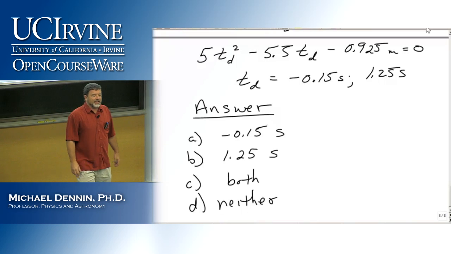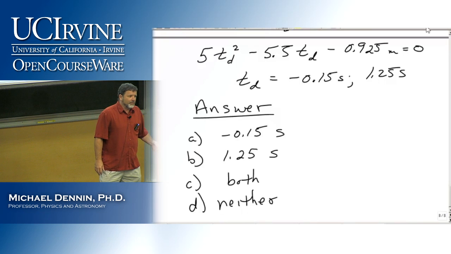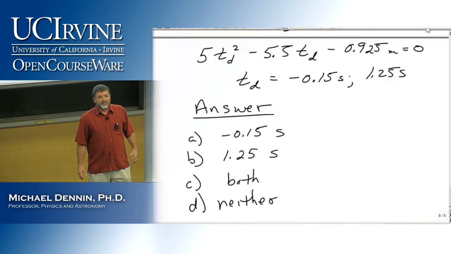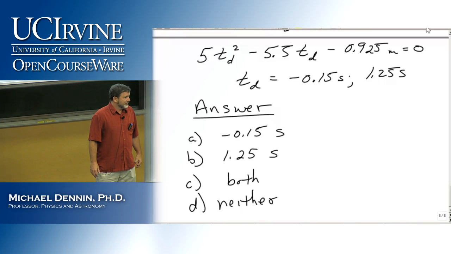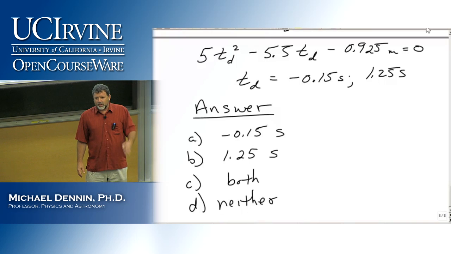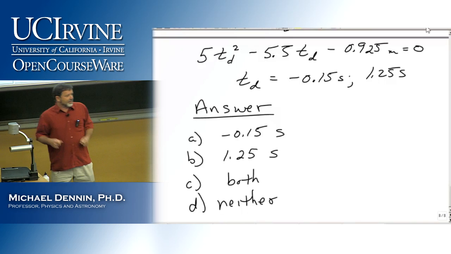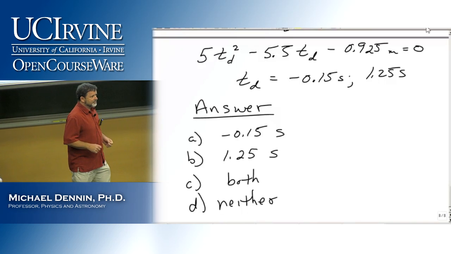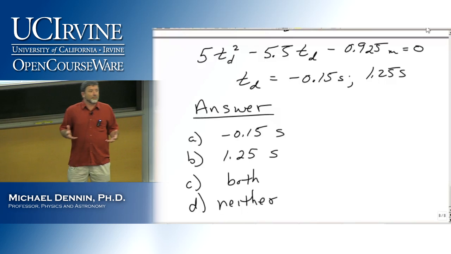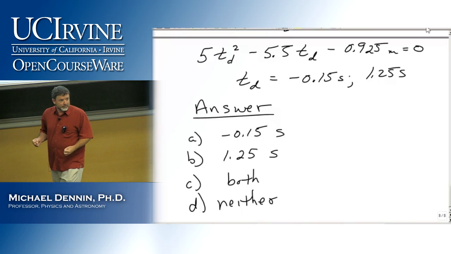Negative 0.15 seconds is not delaying. That's jumping early. 1.25 seconds is delaying. Now, if the only answers came out negative, how long must I delay my jump? The answer to that is I can't delay my jump. If I want to do this, I have to jump early. So the answer might be I can't do it.